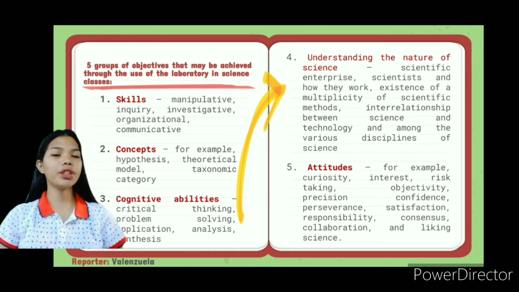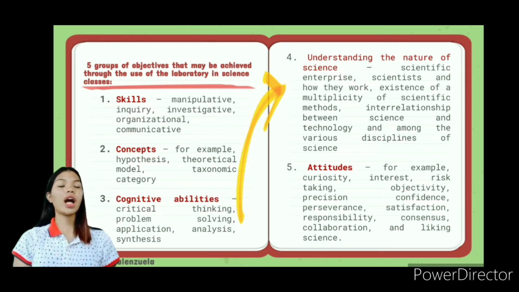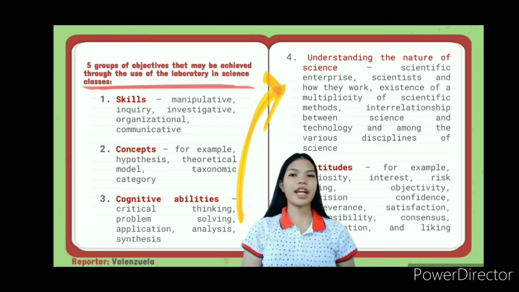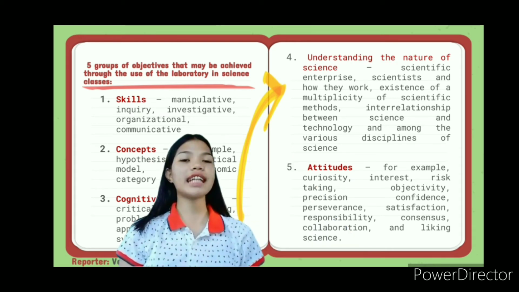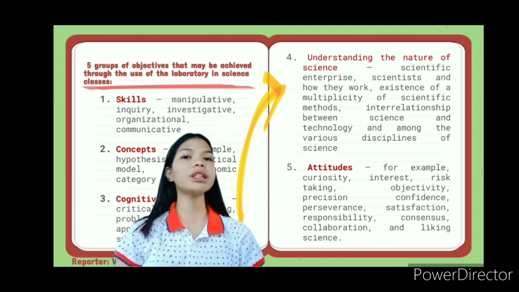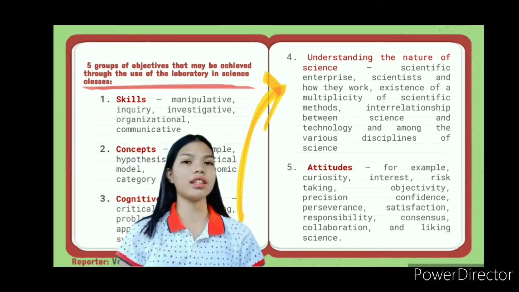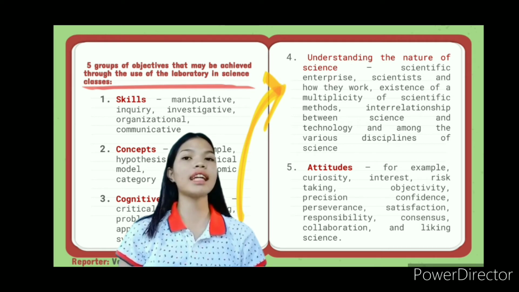organizational, and communicative. Number 2, concept. For example, hypothesis, theoretical model, and taxonomic category. Number 3, cognitive abilities: critical thinking, problem solving, application, analysis, and synthesis. Number 4, understanding the nature of science: scientific enterprise, scientists and how they work, existence of a multiplicity of scientific methods, interrelationship between science and technology, and among the various disciplines of science.